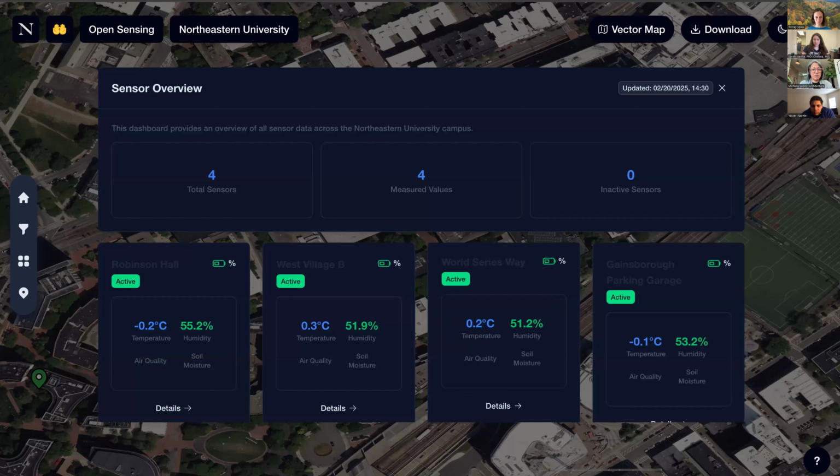Where people can browse the data in real time. Next slide, please.